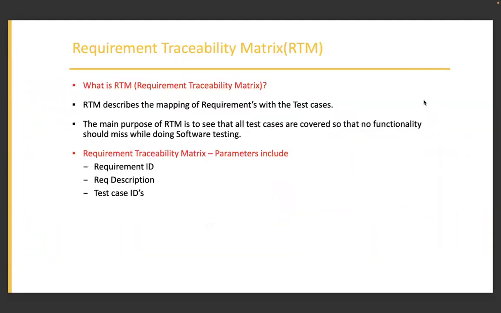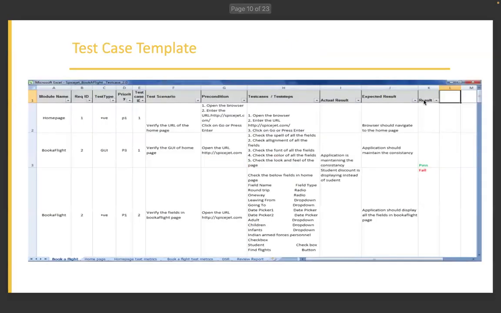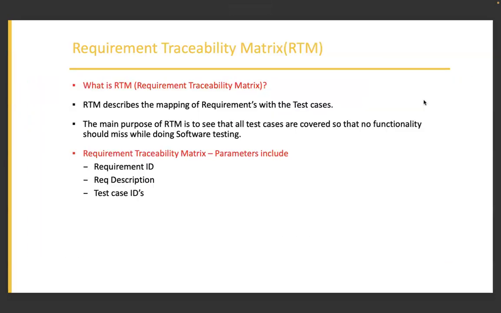So next is RTM, guys, requirement traceability matrix. Whatever test cases you are creating, guys, are mapped with some requirement, right? So the mapping between requirement and the test cases in an Excel is called requirement traceability matrix. I am repeating, guys: the mapping between requirement and the test cases is done under one document, and that document is called requirement traceability matrix.